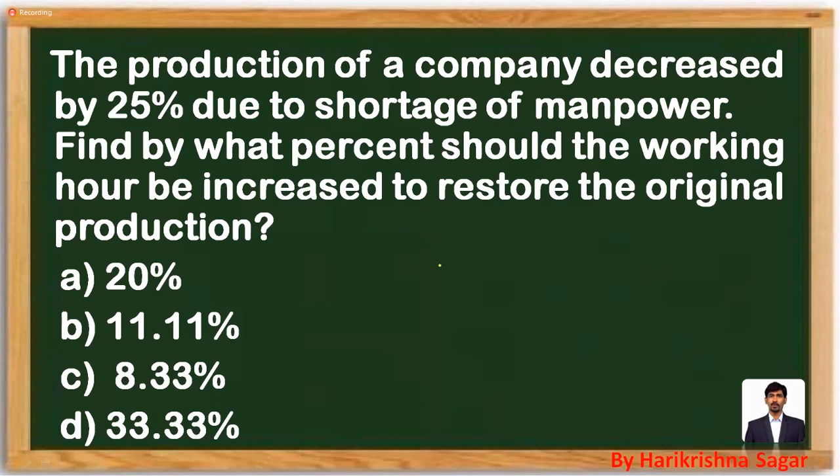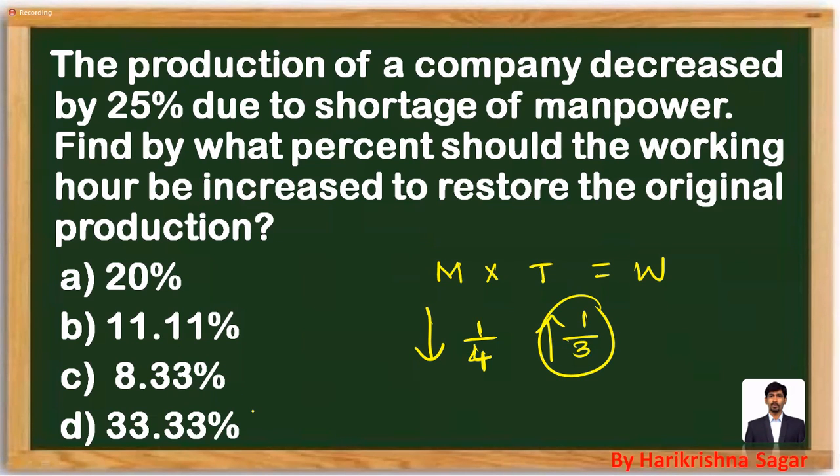Similar question, but only the thing is manpower into time taken will be the total work. So there is a decrease in production by 25%. 1 by 4 is a decrease. What should be the increase? 4 on top of 4, there is a decrease of 1. So 1 by 4 decrease will result as 1 by 3 increase. 1 by 3 is 33.33. You can mark it as an answer choice.